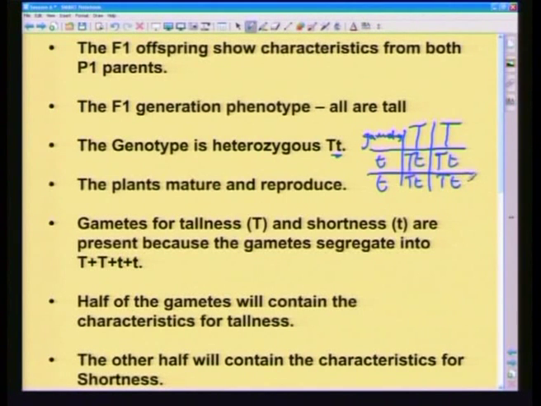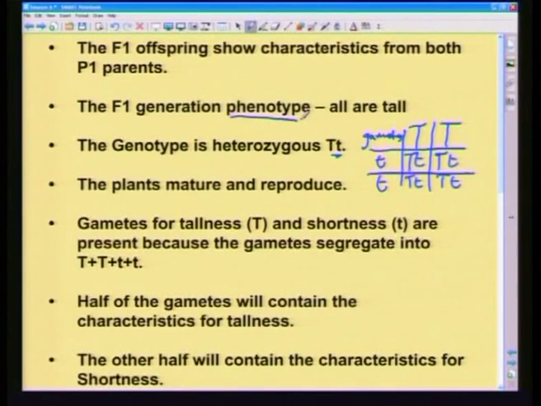So in the phenotype, what are they all going to look like? They all have that tall gene, so they are all going to be tall plants. But they have this recessive gene as well. So in the genotype, they are all heterozygous. And in the phenotype, the physical appearance, they are all going to look tall. All right, the plants mature and reproduce.